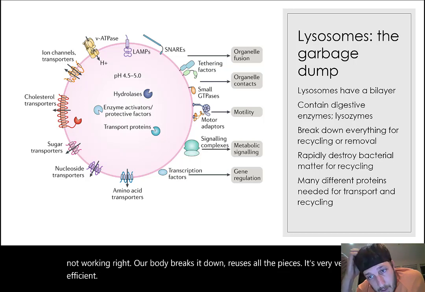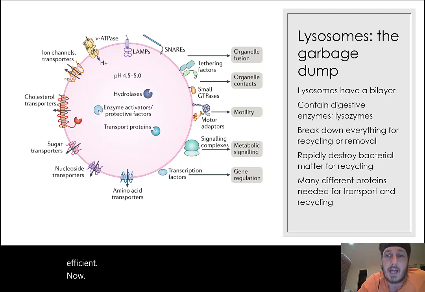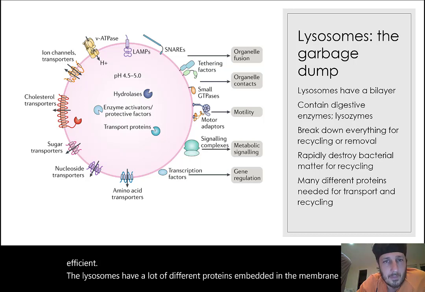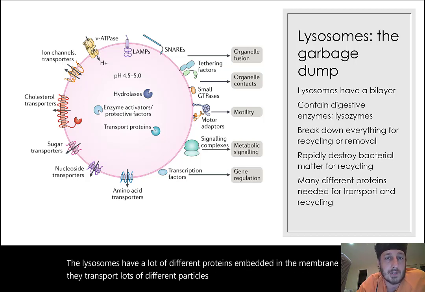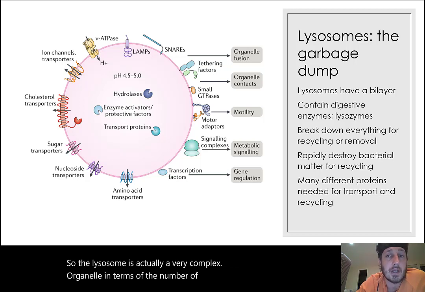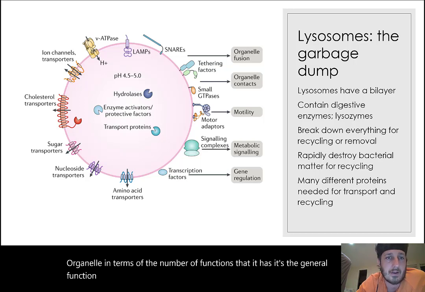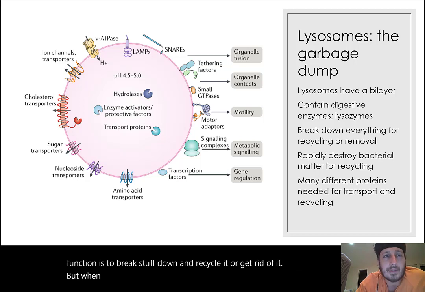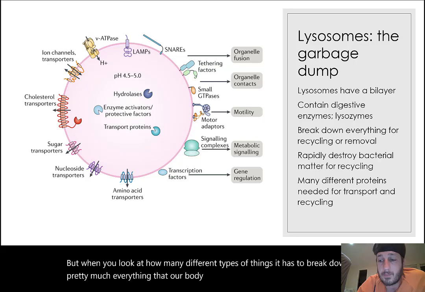Now, the lysosomes have a lot of different proteins embedded in the membrane, and they transport lots of different particles into and out of the lysosome. So the lysosome is actually a very complex organelle in terms of the number of functions that it has. The general function is to break stuff down and recycle it or get rid of it. But when you look at how many different types of things it has to break down, pretty much everything that our body isn't using, it ends up being a pretty complex organelle.